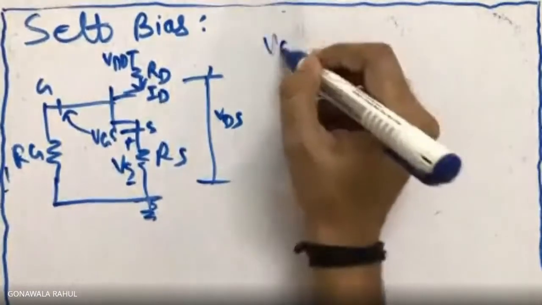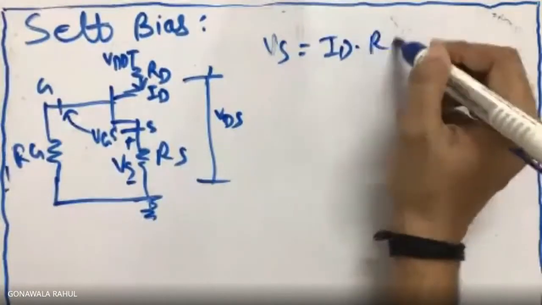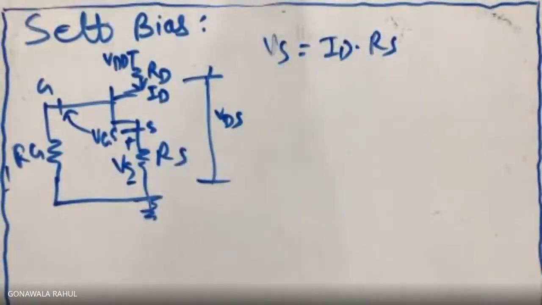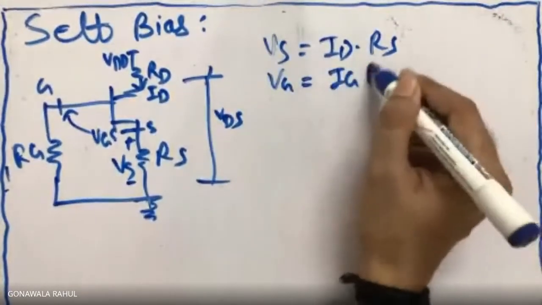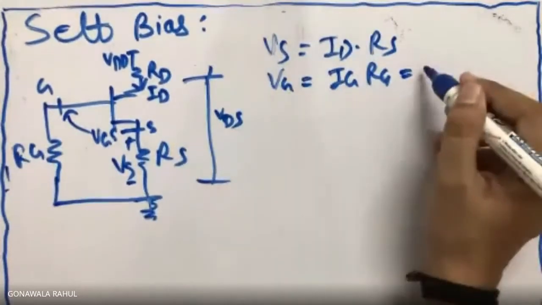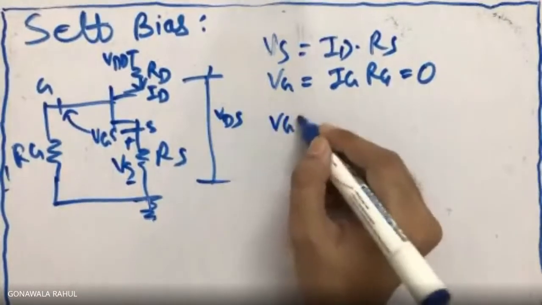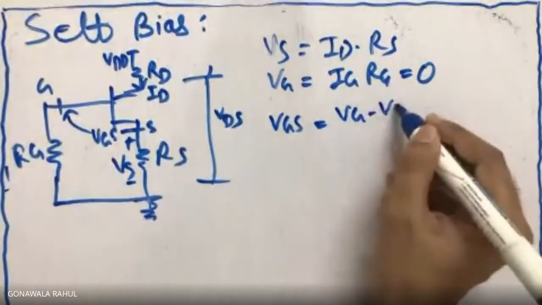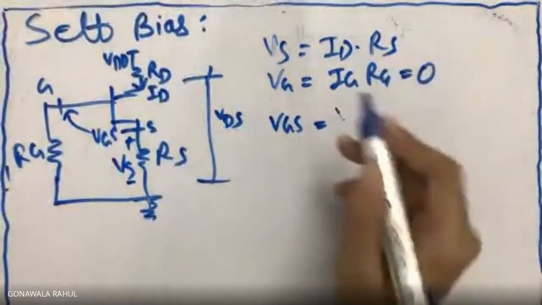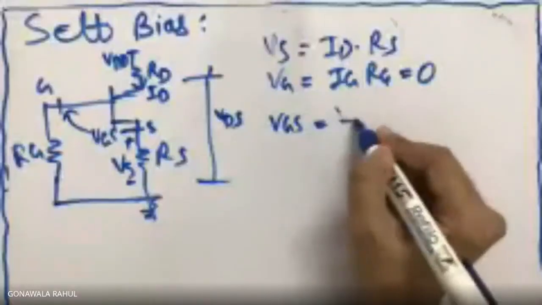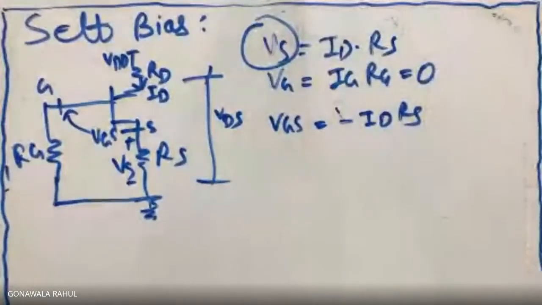See here, VS, source voltage, is equal to ID into RS. Gate voltage VG is IG into RG. But since IG is 0, VG will be 0. Now, as we know, VGS is VG minus VS. But since VG is 0, VGS will be minus VS, and minus VS means minus ID into RS. So VGS is equal to minus ID into RS.